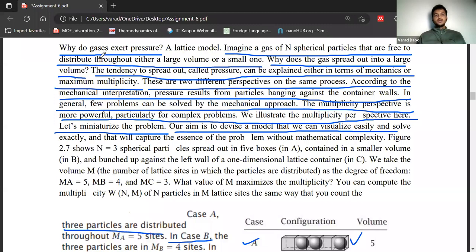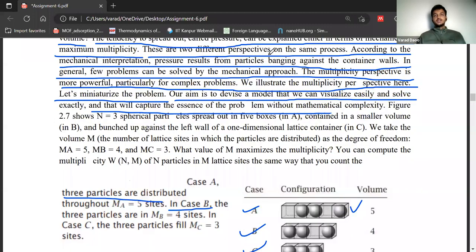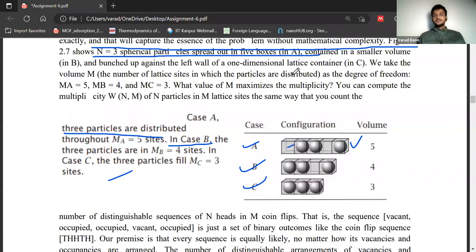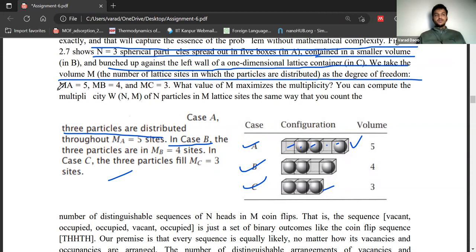This figure shows n equal to 3 spherical particles spread out in 5 boxes in the first case, A, with boxes 1, 2, 3, 4, 5. In a smaller volume, B, that is container A, container B, and bunched up against the left wall in the one dimensional lattice in box C. We take volume M, the number of lattice sites in which particles are distributed, as the degree of freedom. Because there are 5 boxes, M of A is 5 in case A. In case B, M of B is equal to 4. And in case C, M of C is equal to 3.